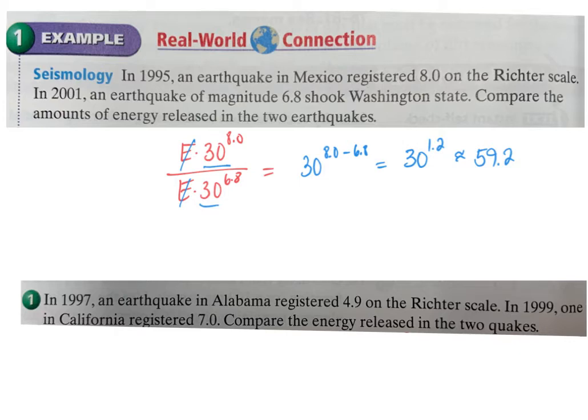You can see how exponential functions affect it greatly. It was just from an 8 to a 6.8. It was just a 1.2 difference. But that was a 1.2 difference exponentially. It was 59 times more energy. That is a big difference if you are standing in the middle of an earthquake, all right? Exponential functions do that. Exponential functions change it dramatically, not just linear. And so they're trying to just re-emphasize what exponential functions do.